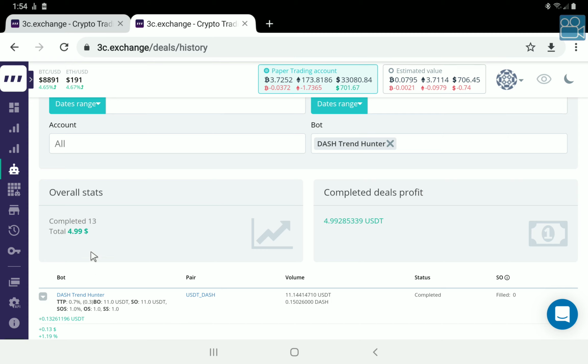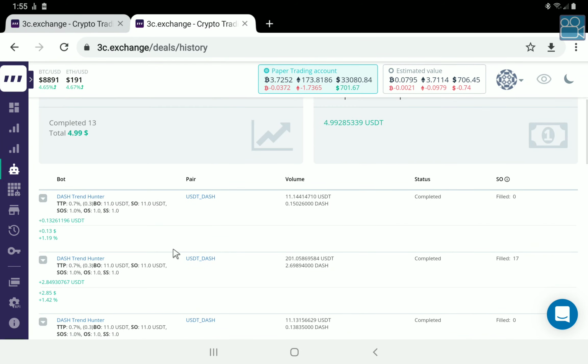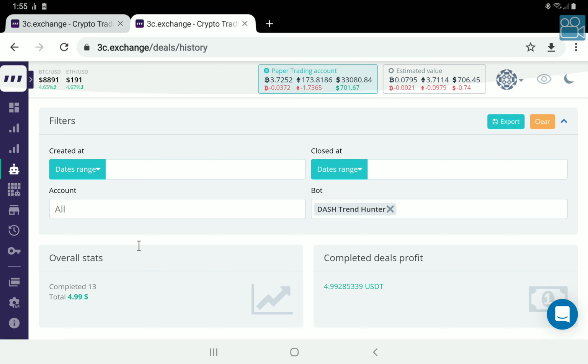Okay, Trend Hunter, 13 deals. So far it's made $4.99. Not earth-shattering. It's not going to get you very far with just one single coin, but it's a good starting point. It's a good way to find out if you've got a working setup. And it's just a nice little bot to keep running even when you want to run something more advanced, because it's going to accumulate.